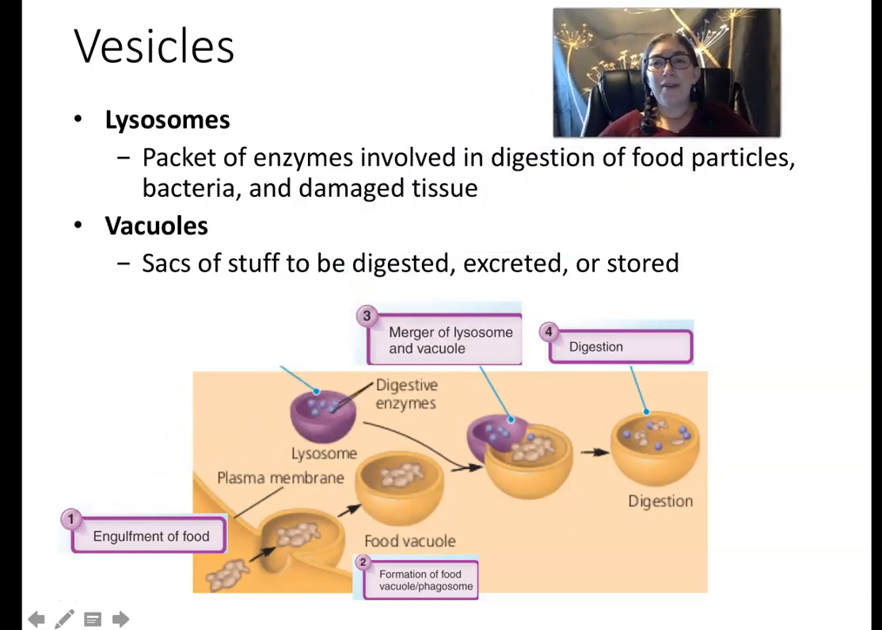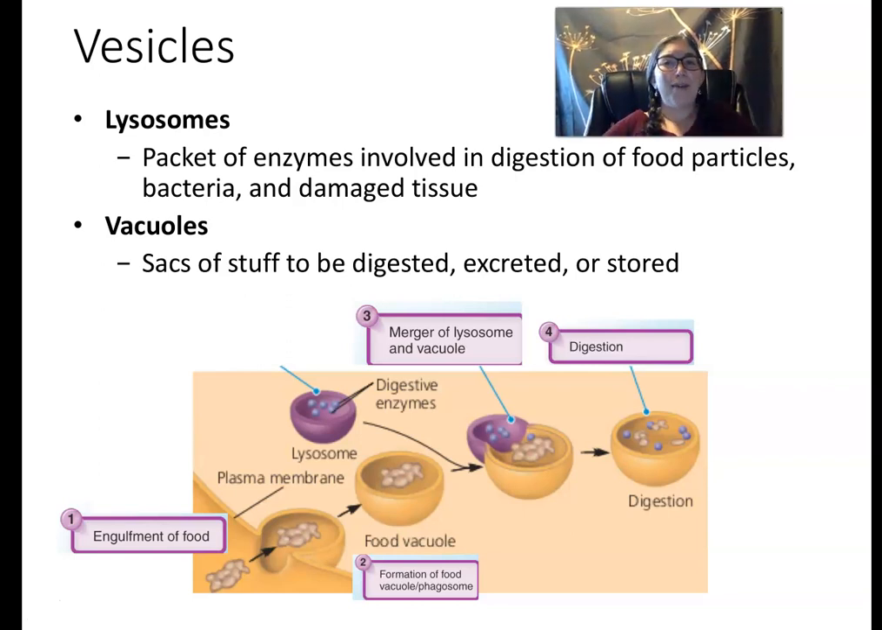So when we talk about these little shipping containers, we call them vesicles. A vesicle is any small membrane-bound container inside the cell. Things are shipped from the endoplasmic reticulum to the Golgi in vesicles. Another type of vesicle is called a lysosome, and lysosomes are vesicles that contain digestive enzymes.